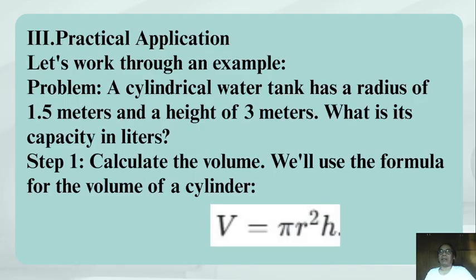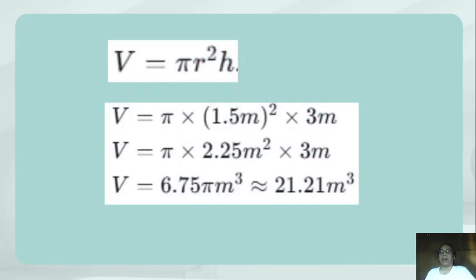Practical application. Let's work through an example. Problem A. A cylindrical water tank has a radius of 1.5 meters and a height of 3 meters. What is its capacity in liters? So, step 1. Calculate the volume. We'll use the formula for the volume of a cylinder, V is equal to pi r squared h, and then substitute the value of the radius and the height.